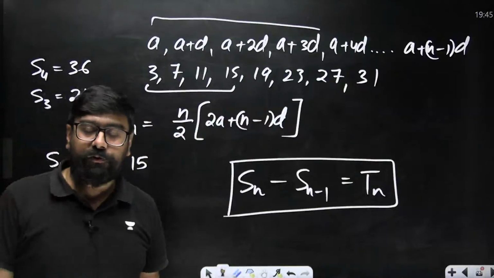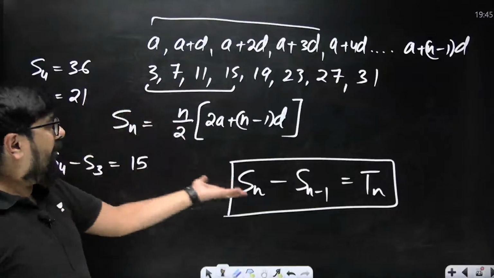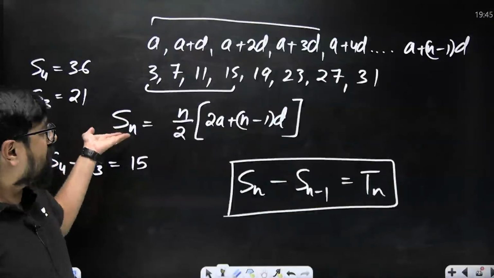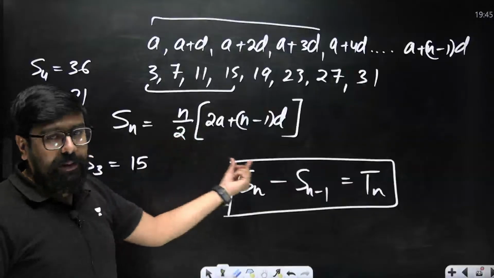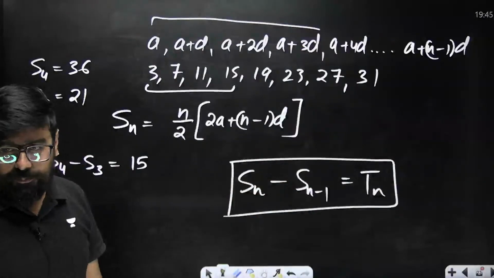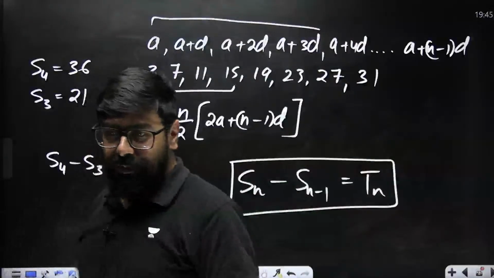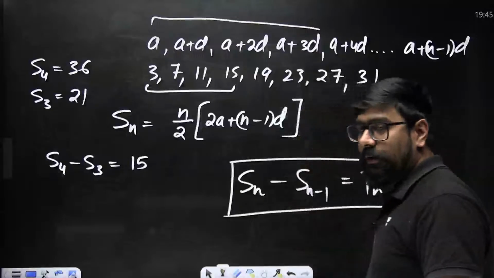Amazing. This is also beautiful. This is also something which we can realize, and we can derive this also. We have the Sn formula. Just in this formula put S of n minus 1, and you'll directly get the same formula. No problem.